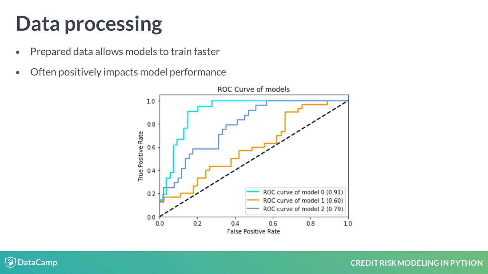Consider this ROC chart. This shows the accuracy of 3 different models on the same data throughout different stages of processing. The light blue line represents a model trained on tidy and prepared data, while the orange line's model is trained on raw data. The light blue line represents the most accurate model because the curve is closest to the top left corner. We will see more graphs like this later when we check the accuracy of our models.